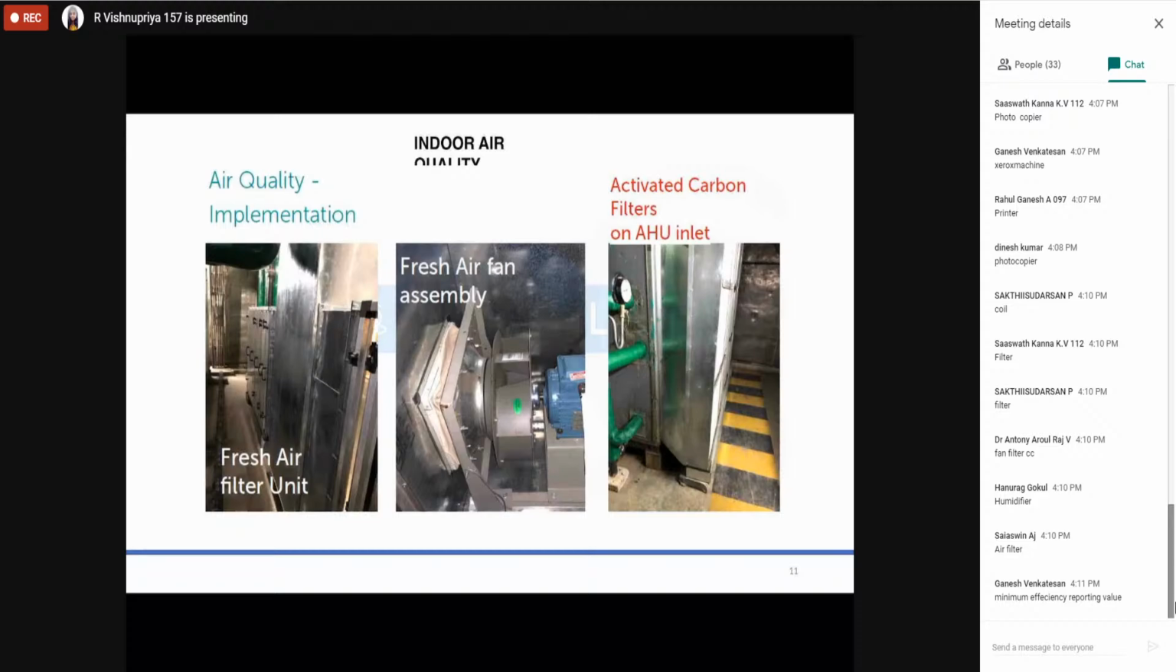You can see on the right-hand side, center picture, that is a fan assembly. You can see that in the existing AHU room, we have added one fan assembly. On the right-hand side, extreme picture, you can see in an existing AHU, we have added one plenum, a small box extension. We have added a carbon filter in that.